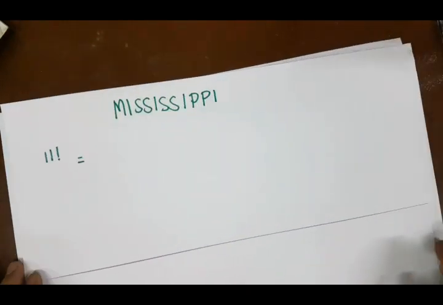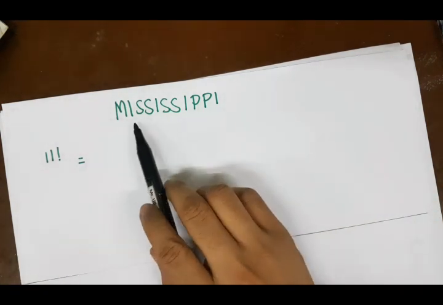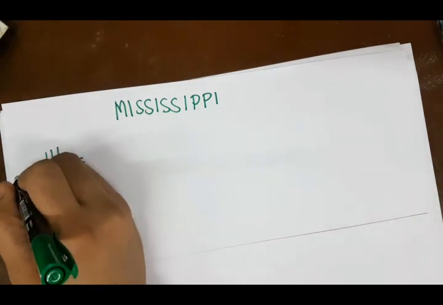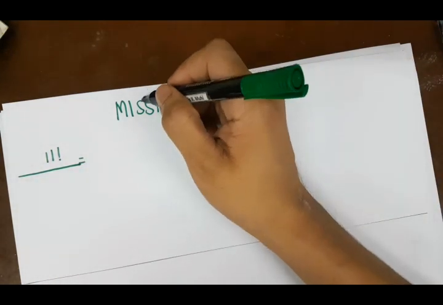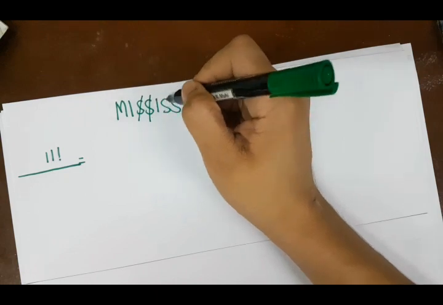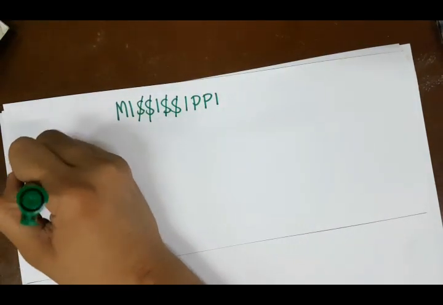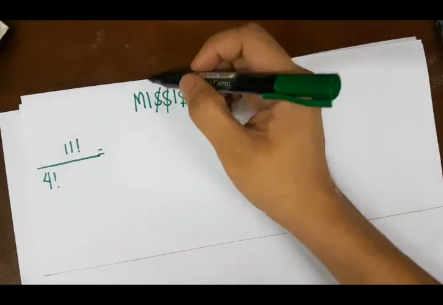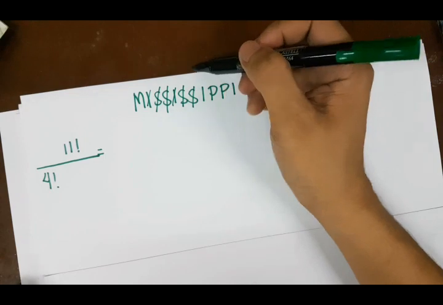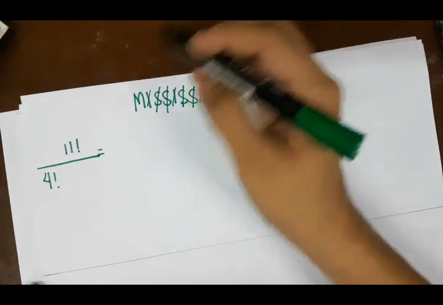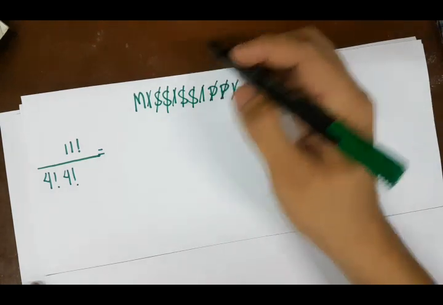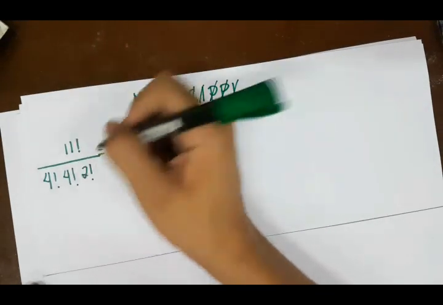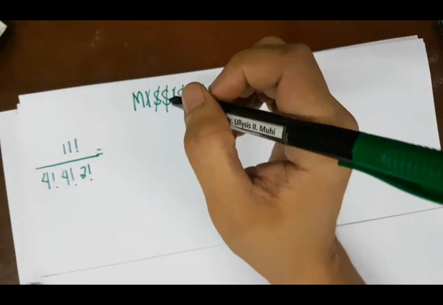11 factorial divided by the letters that repeat. Again, the letters that repeat. So what are the letters that repeat here? So we have S. Let's count S: 1, 2, 3, 4. So 4 factorial. Okay, next. I. So how many I do we have? 1, 2, 3, 4. 4 factorial again. And lastly, we have 2 P's. 1, 2. So 2 factorial. Okay, so let's solve for this now.